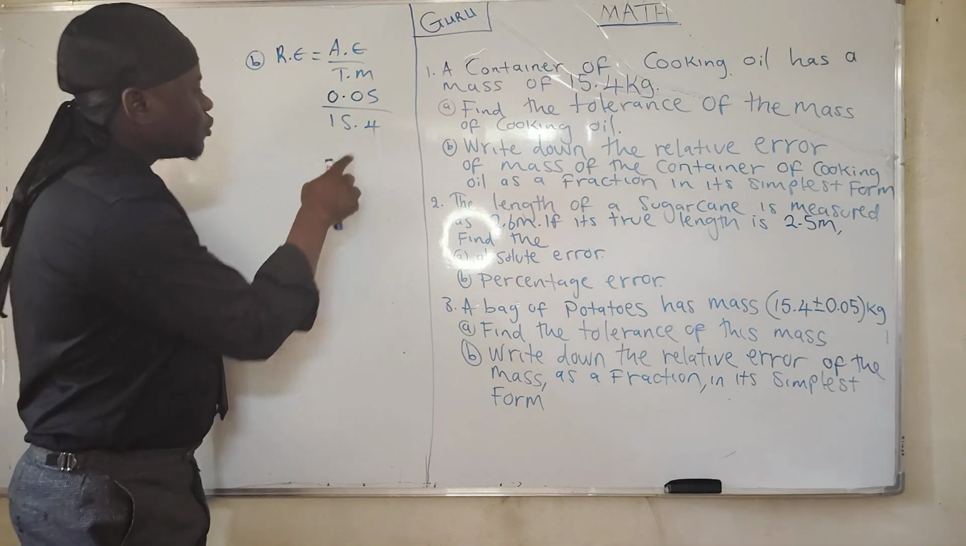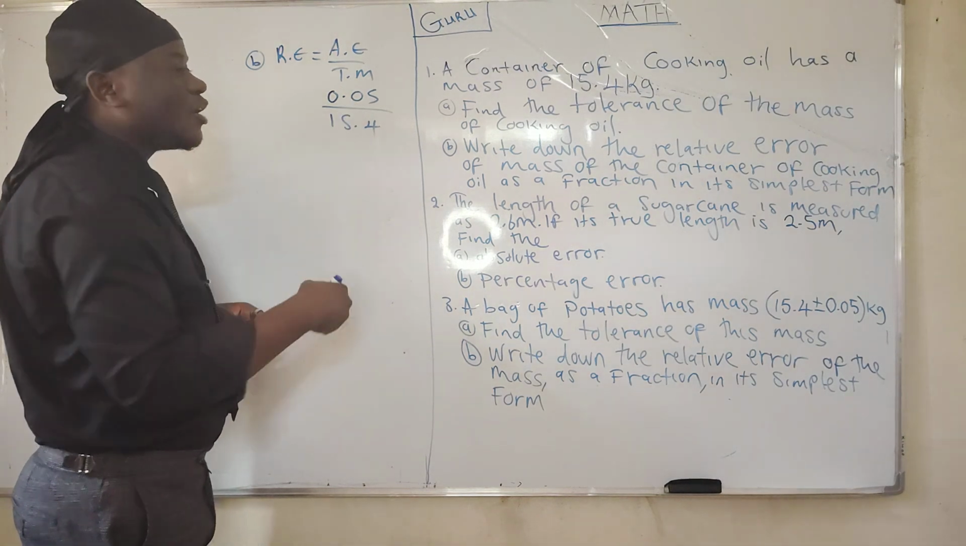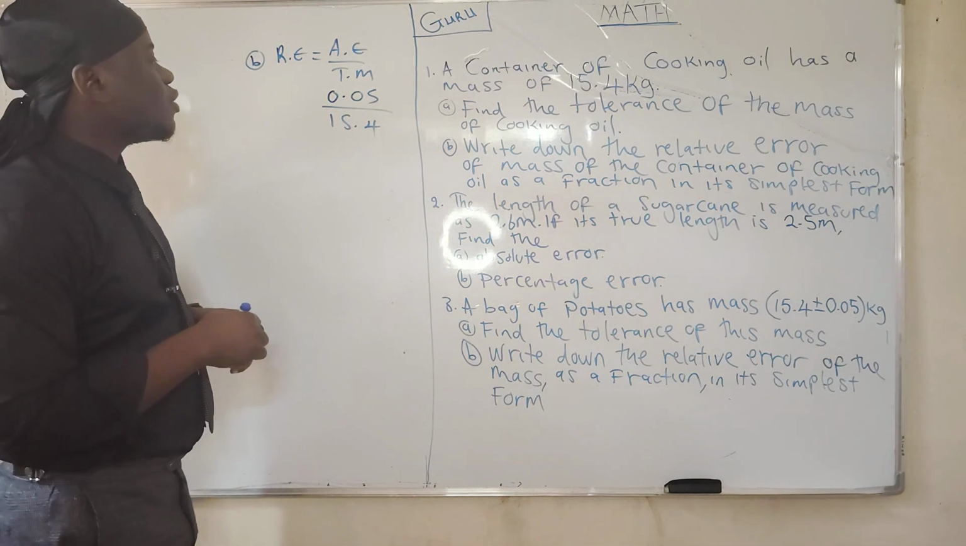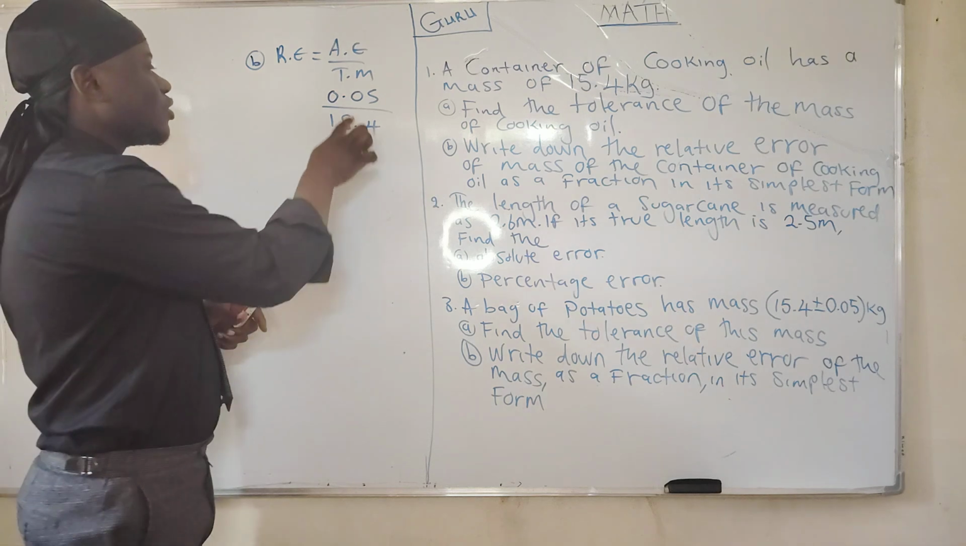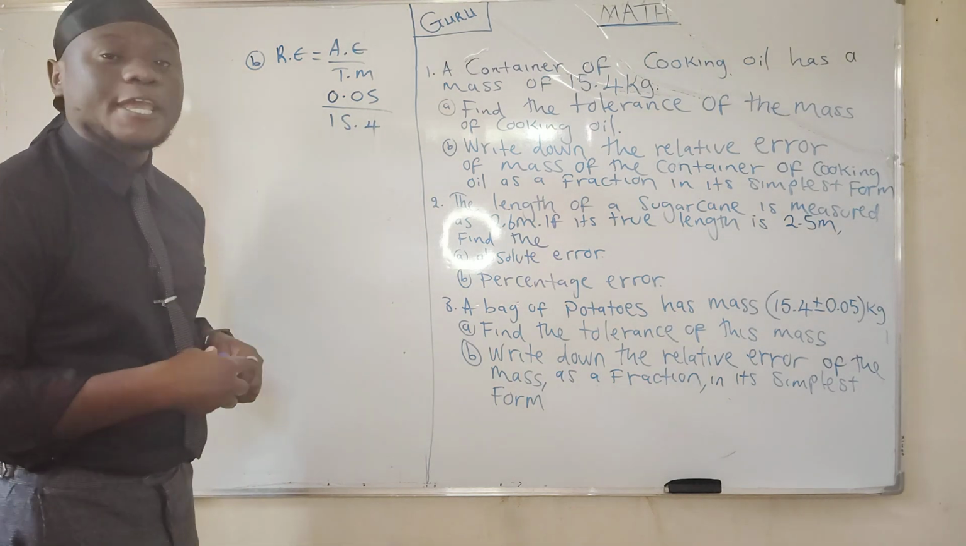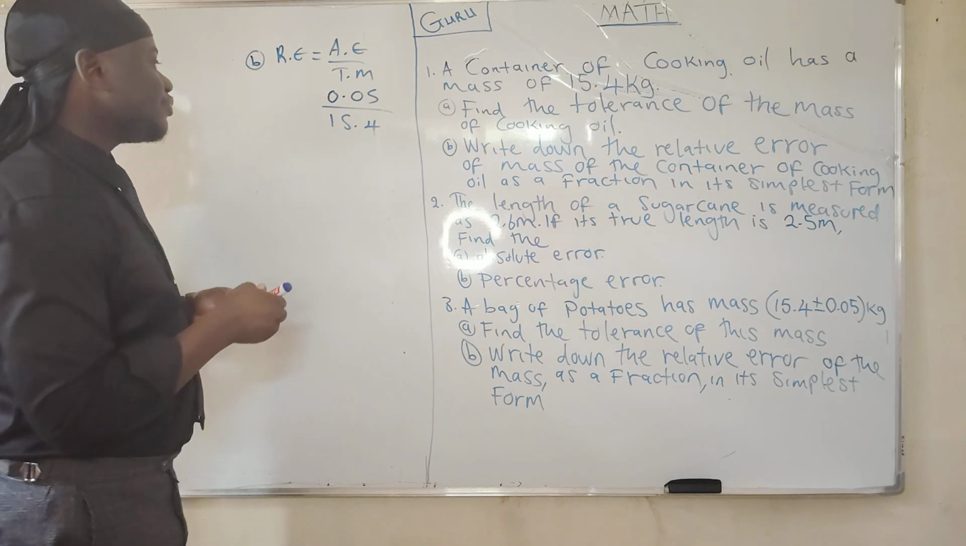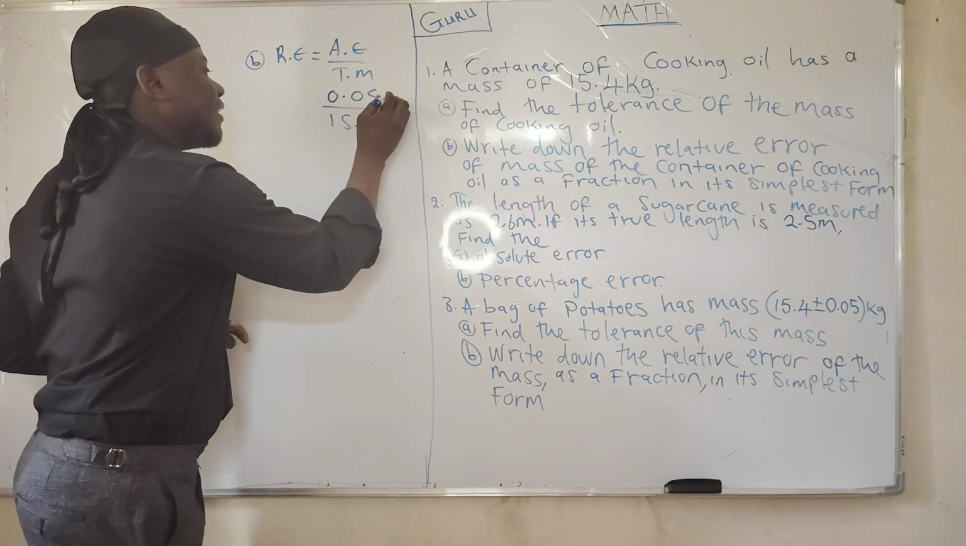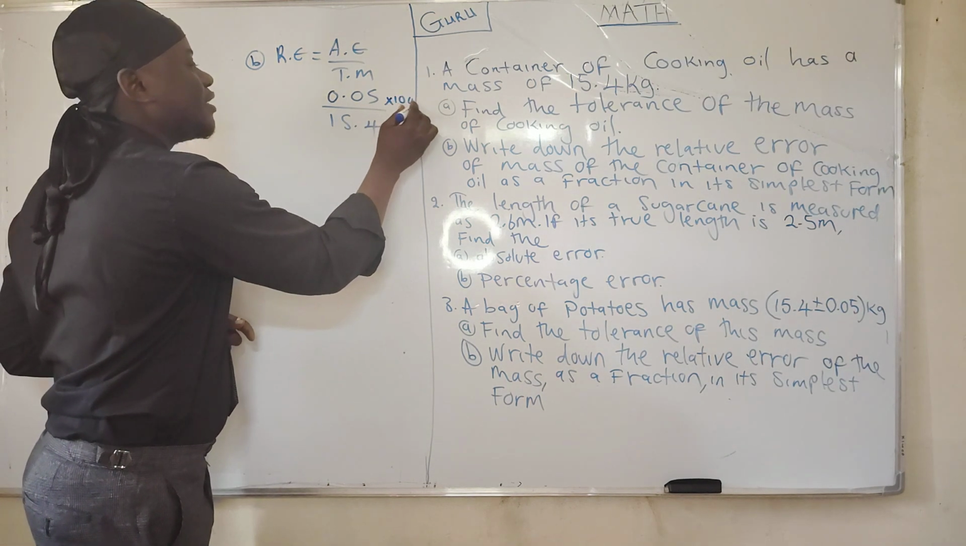To remove a point, you remove a point here and here. Now the one which you follow is the one with more decimal places. So here we have 2 decimal places. Here we have 1. So you consider the one with the more decimal places, meaning you multiply by 100, because 100 has 2 zeros.